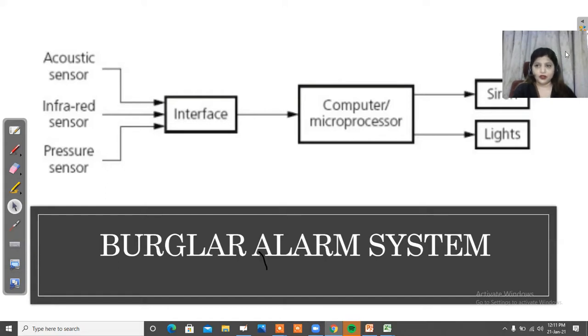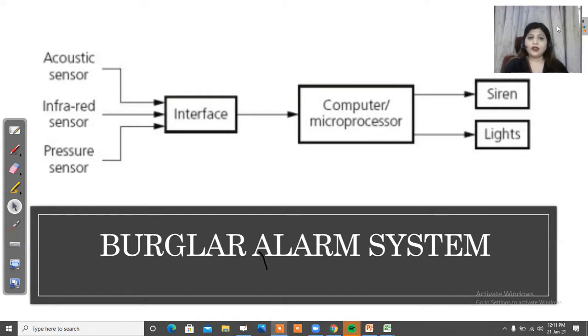The example of the burglar alarm system was beautifully explained in that video, and I hope you all have understood the whole concept. It varies from one system to another, but some systems may allow an acoustic sensor, that is a sound sensor, an infrared sensor, and a pressure sensor to be a part of that interface.